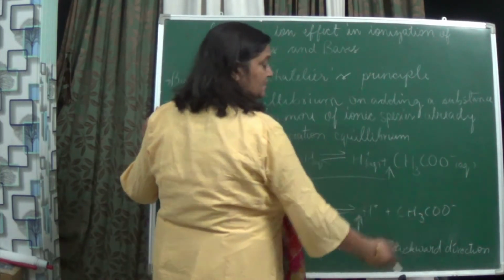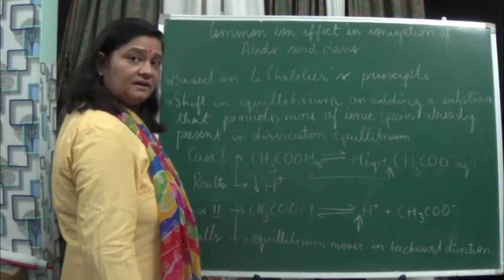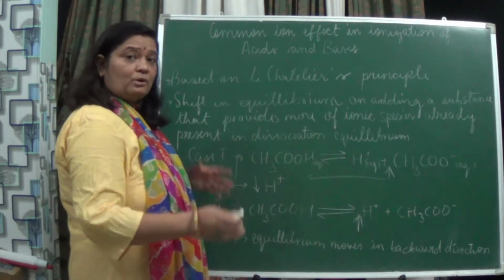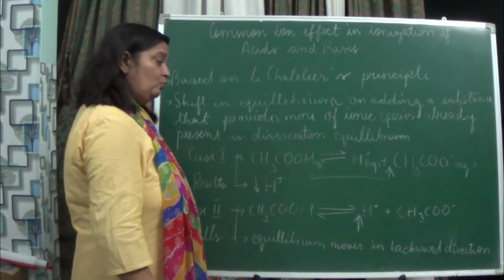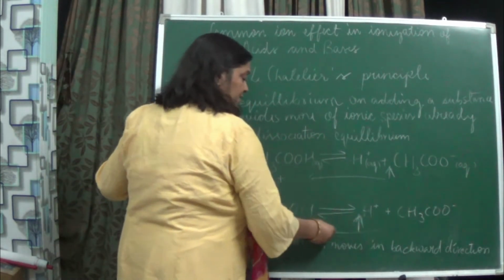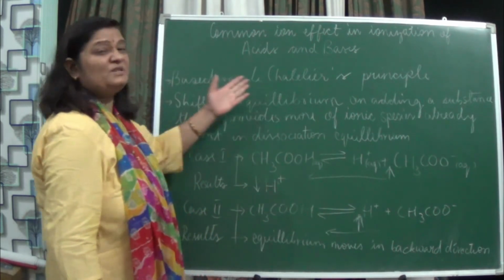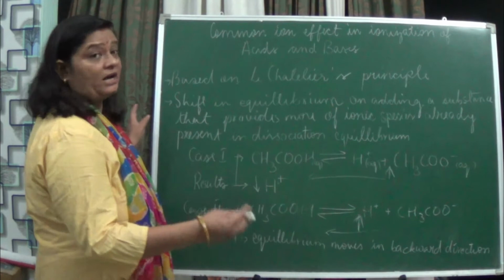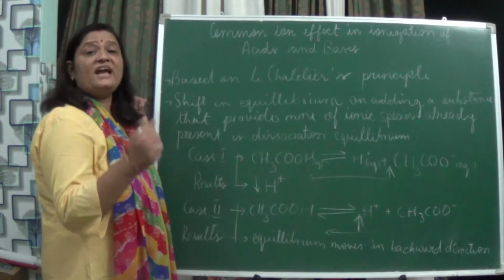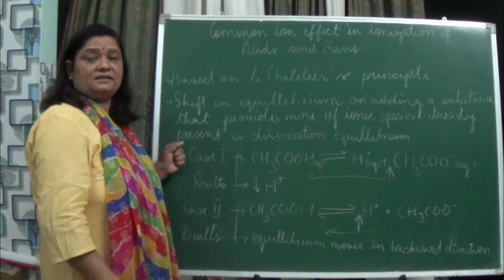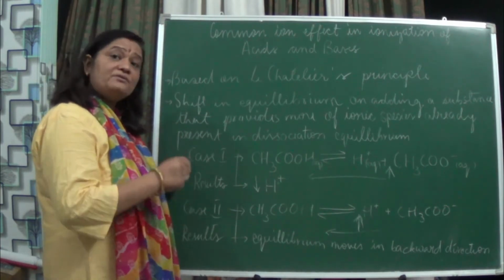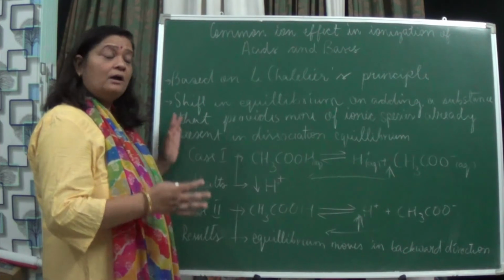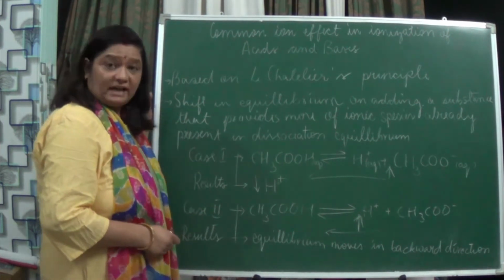Now here the concentration of acetate ions is decreasing. Again, an imbalance. So in order to counterbalance that imbalance, it will move towards the backward direction. This is what Le Chatelier's principle says: if there is any change in the concentration and other factors, the reaction tries to stabilize itself and counter that change, and in that manner the shift in the reaction takes place.